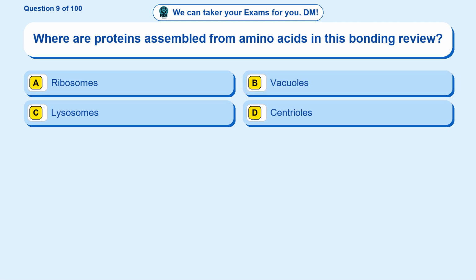Question 9. Where are proteins assembled from amino acids in this bonding review? Option A, ribosomes. Option B, vacuoles. Option C, lysosomes. Option D, centrioles. The correct answer is option A, ribosomes.